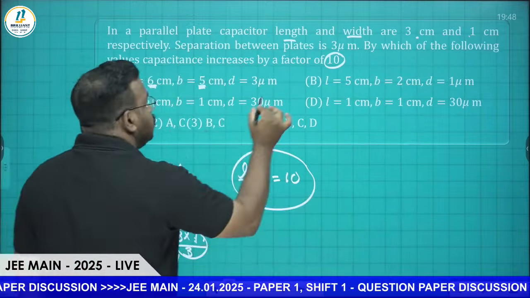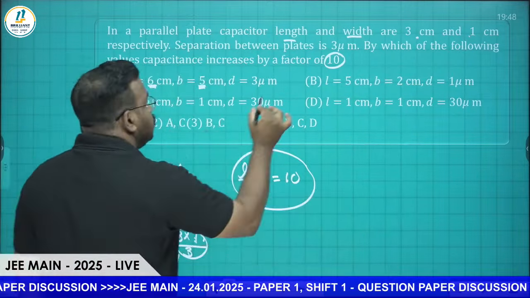What about this one? C. 5 into 1, no, it is not possible. 1 into 1 into 30, it is also not possible. So the answer is A and B are possible, which means 1 is the right answer. A comma B. Okay, easy question again based on capacitor. So 2 questions came from capacitor, please note.